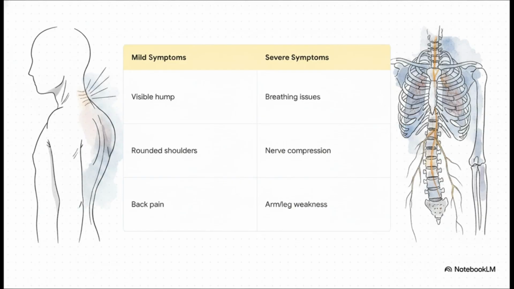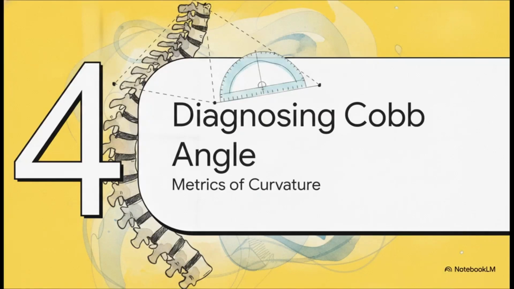If the spinal cord gets involved, patients face dangerous nerve compression, resulting in numbness, tingling, and very real weakness in the arms or legs. 4. Diagnosing the Cobb angle and the clinical metrics of spinal curvature.